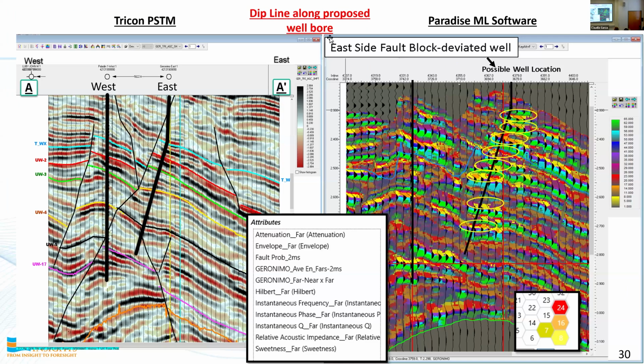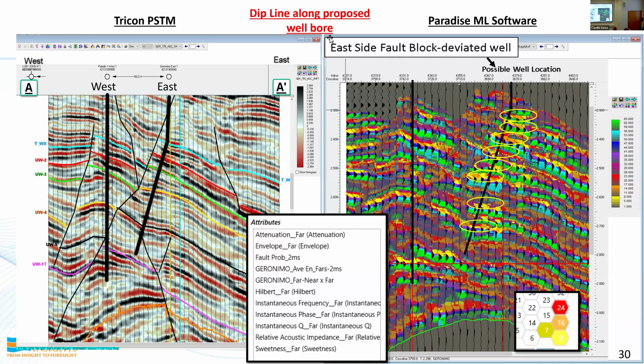And when I did my analysis, and here's the recipe I used, I went through principal component analysis. Now, in this case, unlike the first case, I had far angle stacks. So I was able to bring in some aspect of AVO into the mix to help reduce the risk. So I ran all of my attributes on the far angle stack and circled those levels which I believe to be sand.